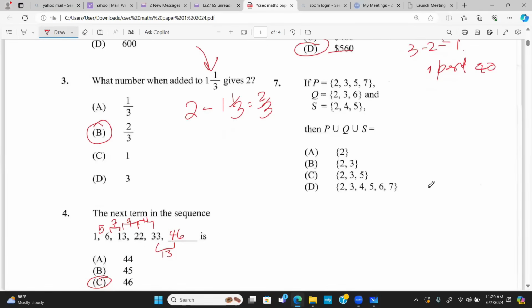Number 7. Now we're looking at the union, P union S, not intersection, union. So it's going to be all the numbers here, and we're not going to repeat any. There's a 2, a 3, a 4, a 5, a 6, a 7. We're uniting all of these. Look at the symbol, union, right? So 2, 3, 4, 5, 6, 7, all the numbers right here. D.